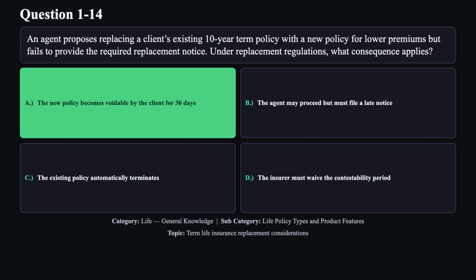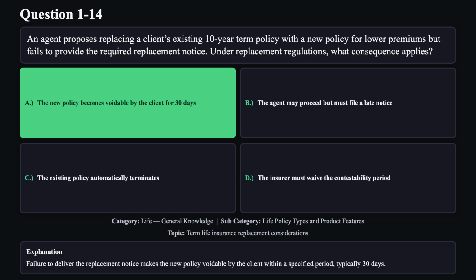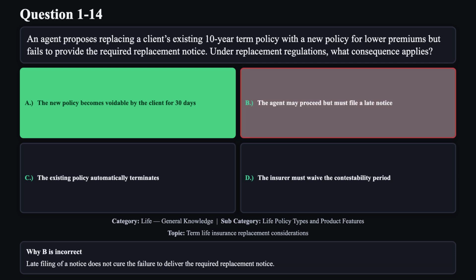The correct answer is A. Failure to deliver the replacement notice makes the new policy voidable by the client within a specified period, typically 30 days. Reason B is not correct. Late filing of a notice does not cure the failure to deliver the required replacement notice.